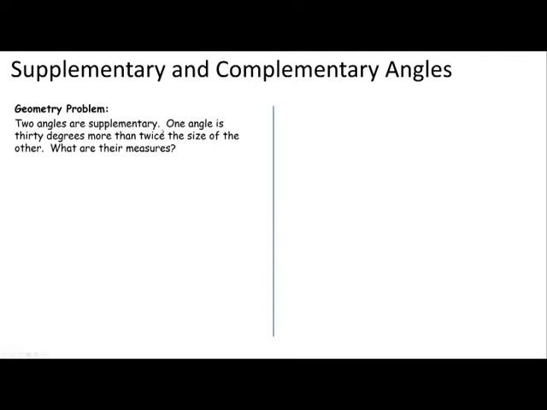Now, this problem is not terribly complex to solve if we understand what supplementary angles are. If we don't know what supplementary angles are, this becomes a very, very challenging problem, if not an impossible problem. So let me remind you of the definition of supplementary. Two angles are supplementary if the sum of their measures is 180 degrees.